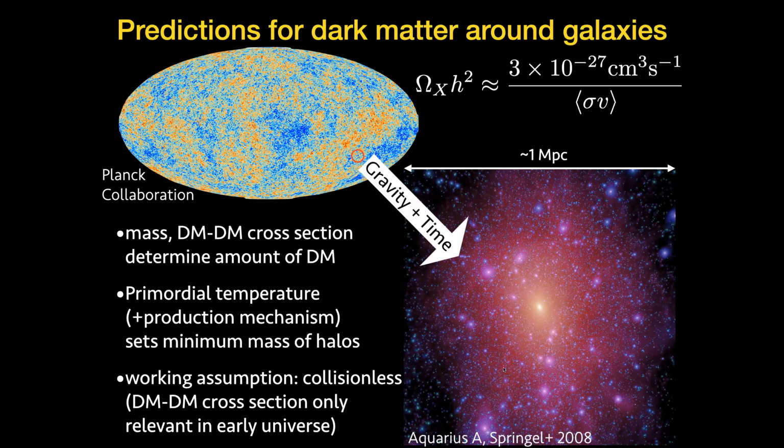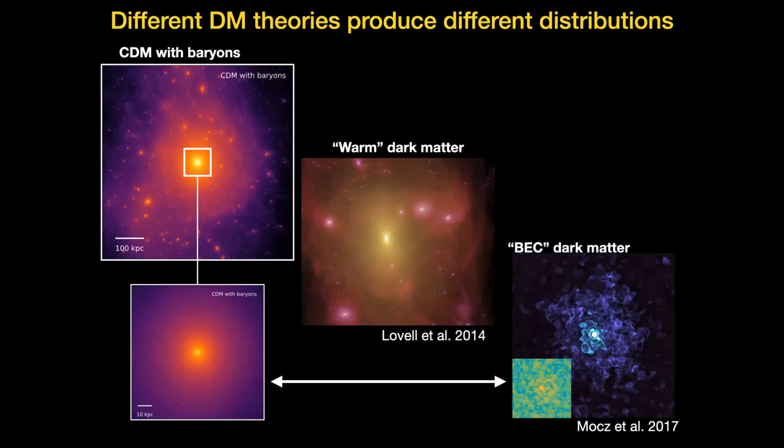And until recently, the working assumption here has been collisionless dark matter. But lately, people have started to relax that assumption and explore other dark matter theories and what they predict. So here are some examples for different phenomenological classes of dark matter models. And so then the game is to take these predictions from the simulations and compare them to what we observe in the Milky Way, and thereby constrain or rule out different models.